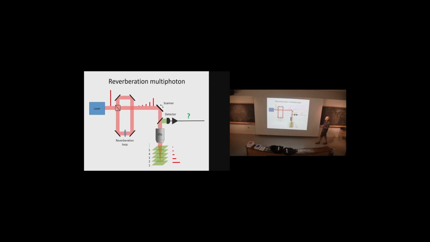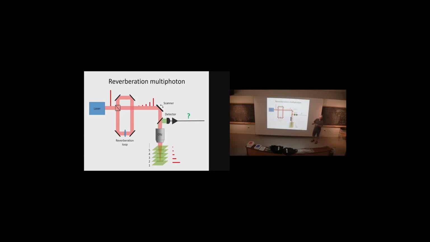We call this reverberation multiphoton microscopy, where a pulse goes in this loop, this cavity. Half of it goes in the loop, half of it doesn't. So half the pulse doesn't see the loop and goes right through. Half does, but every time it hits this 50-50 beam splitter, half comes out. So you get a half, a quarter, an eighth, and they're all separated in time by the length of this loop. The loop is a couple meters, so these are separated by a few nanoseconds.